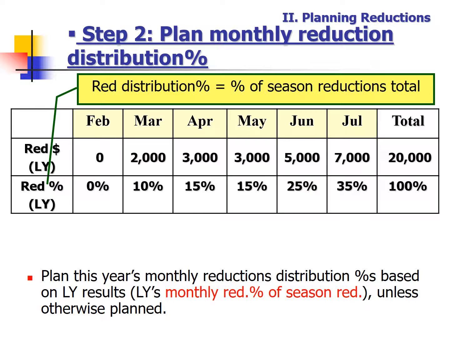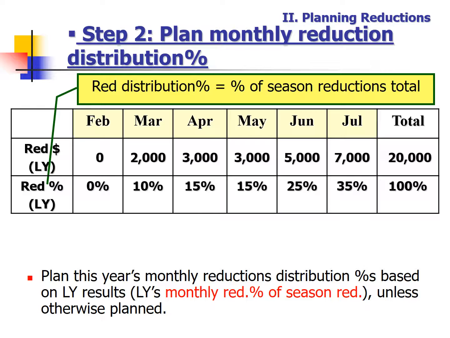Then we can calculate the reductions distribution percent based on these dollar figures. So for example, in February, reductions percent distribution will be 0%, right? Because there were $0 reductions. In March, there were $2,000 reductions.